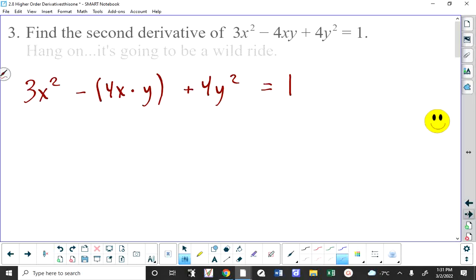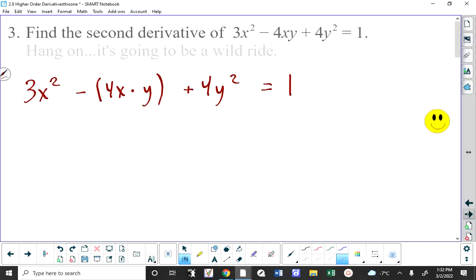So let's differentiate everything with respect to x. The derivative of 3x squared with respect to x, I better make sure. Did I retype it to match what's in your handout? Okay, I just want to make sure, because like I said, I had to retype this in Notebook.